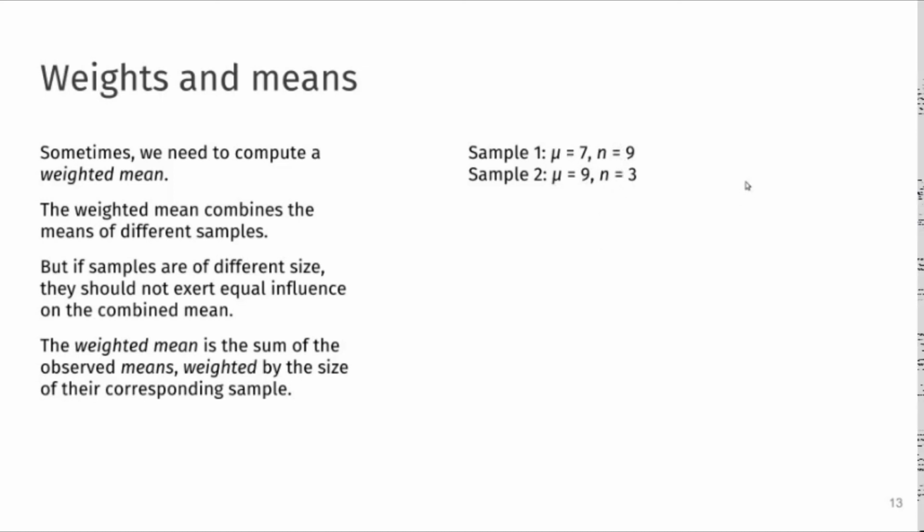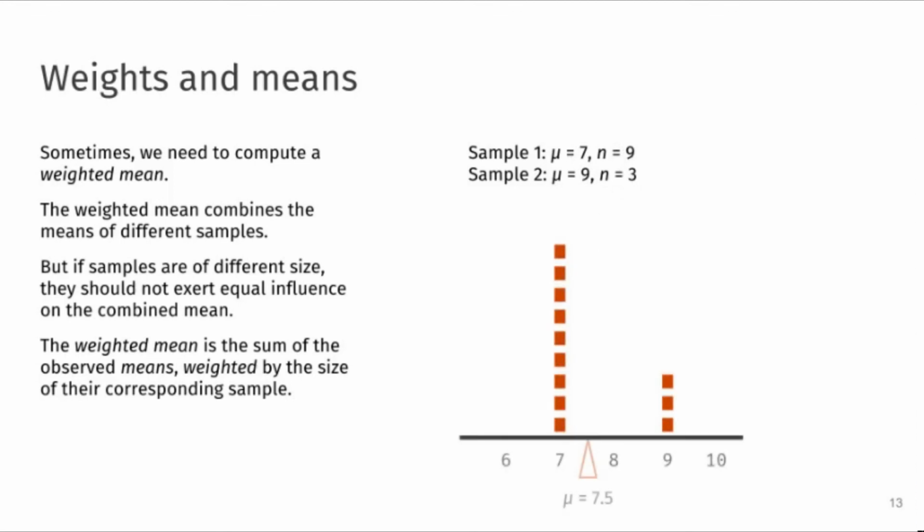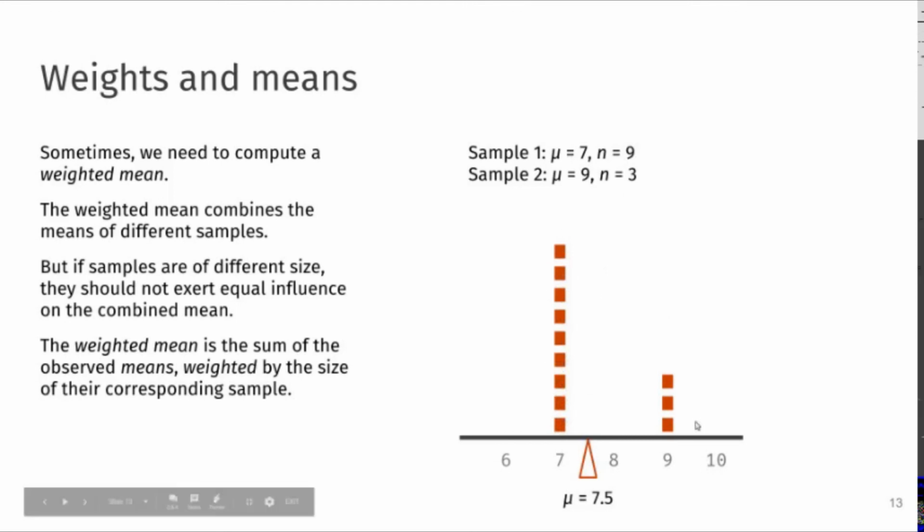So if we wanted to find the weighted mean of these two samples, we think about them like this. We're going to pile a lot of weight on 7. In particular, we're going to do it 9 times. So 1, 2, 3, 4, 5, 6, 7, 8, 9. And we're only going to give a weight of 3 to this observation 9. So 1, 2, 3.